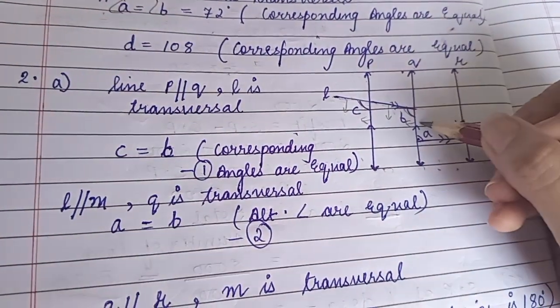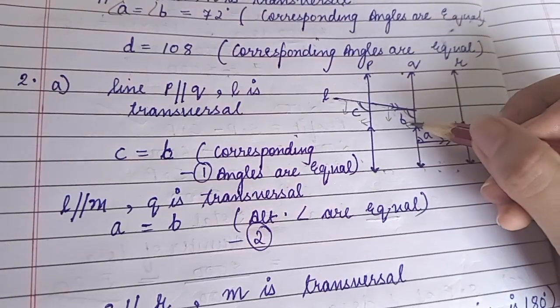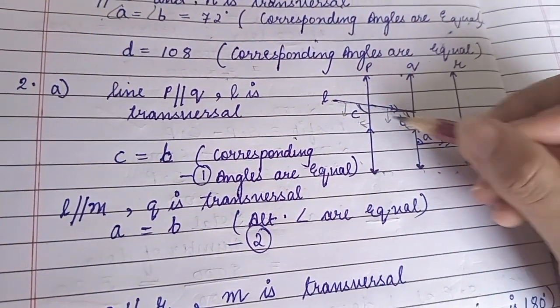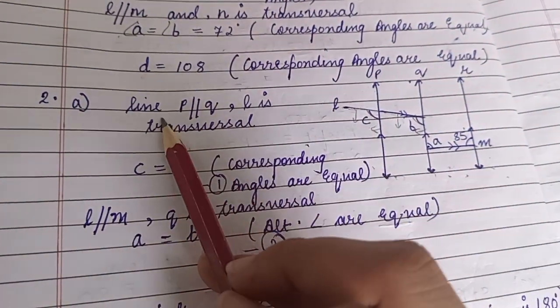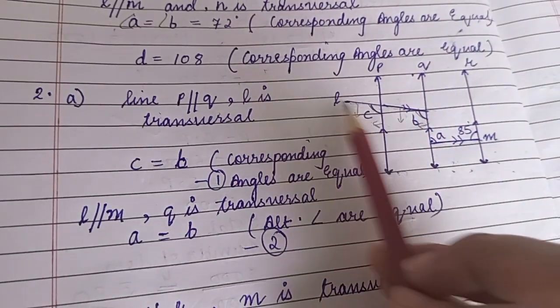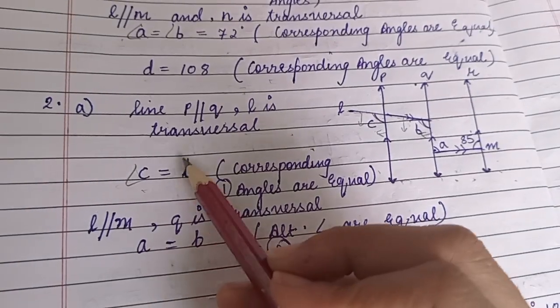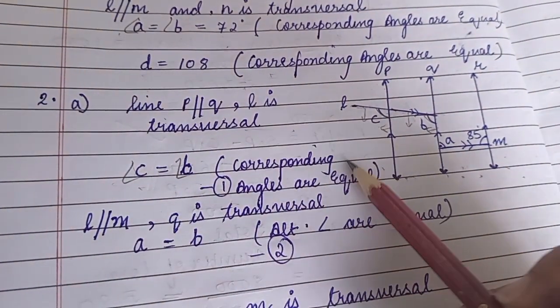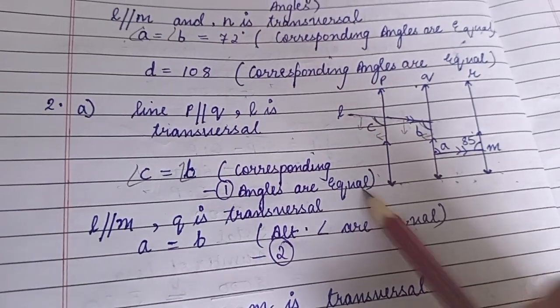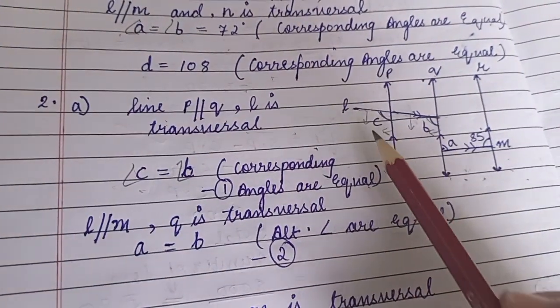They are forming which angle? The same, exactly the same. They are corresponding angles, correct? This only I have written. Line P is parallel to Q and L is transversal. Then angle C will be equal to angle B. What's the reason? Corresponding angles are equal. Okay, but we didn't know the value of C and B.